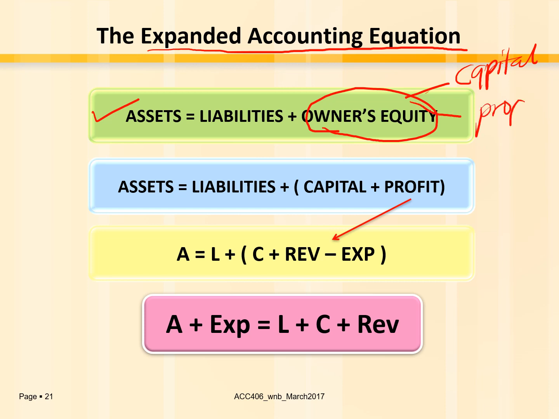profit ataupun loss. Kalau loss kita tolak lah. So, kalau kita kembangkan dia, dia akan jadi macam ni. Liability plus capital dan juga profit.